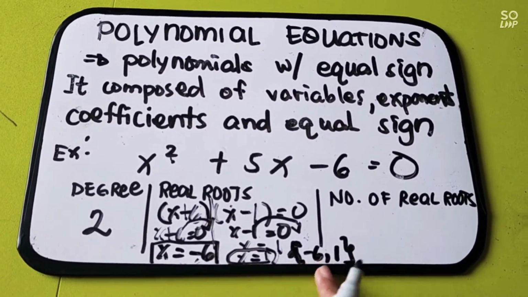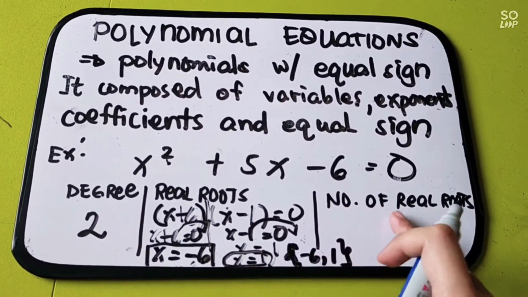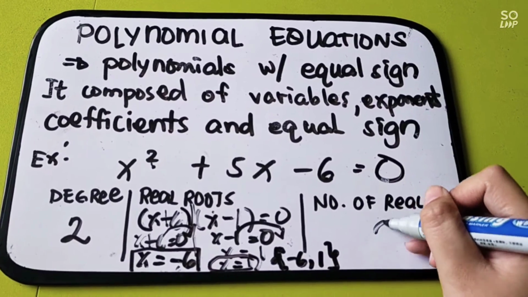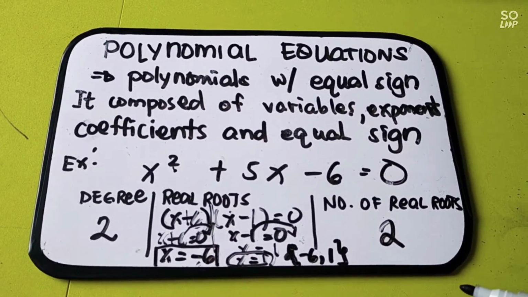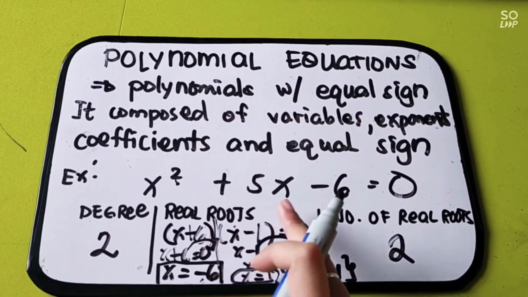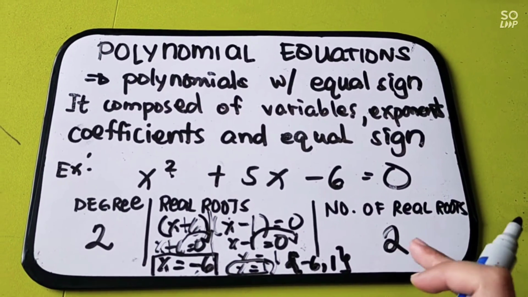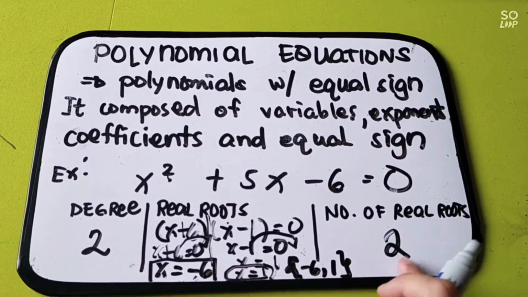So, as you can see, sabi niya dito sa pangatlo, number of real roots. Ilan yung sagot mo? Isa, dalawa. So, the number of real roots is 2. Alright? So, the degree is 2. Real roots, we have negative 6 and 1. And the number of real roots, we have 2. Let us have more examples.